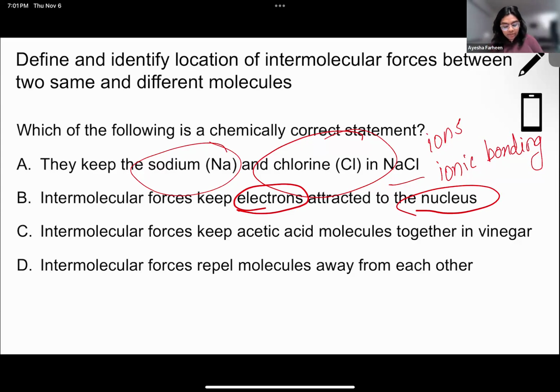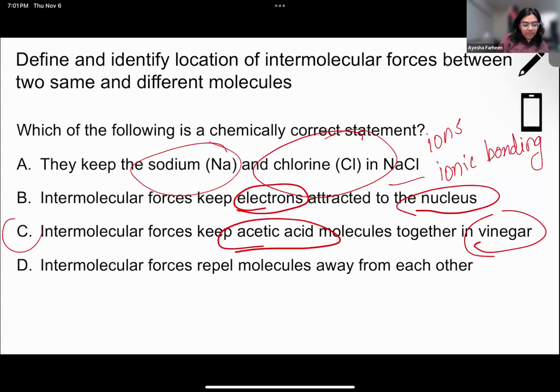Okay, intermolecular forces keep acetic acid molecules together in vinegar. That's a candidate, right? Acetic acid molecules are molecules. They have their own partial positive, partial negative charges between them. Vinegar, a household staple. So this could be our possible candidate, okay? Let's look at option D.